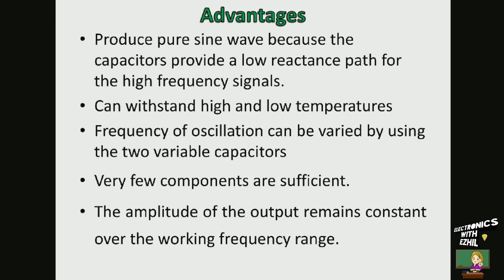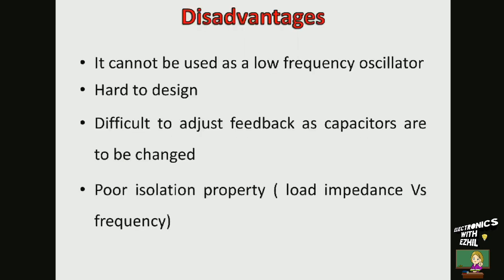Advantages. Colpitts oscillators produce a pure sine wave because the capacitors provide a low reactance path for the high frequency signals. They can withstand high and low temperatures. Frequency of oscillation can be varied by using two variable capacitors. Very few components are sufficient to design a Colpitts oscillator. The amplitude of the output remains constant over the working frequency range.